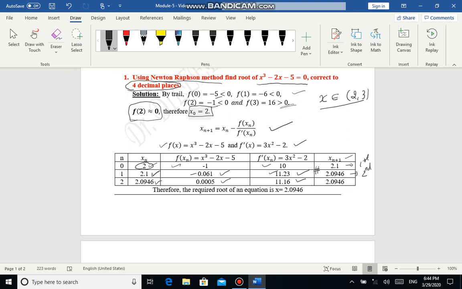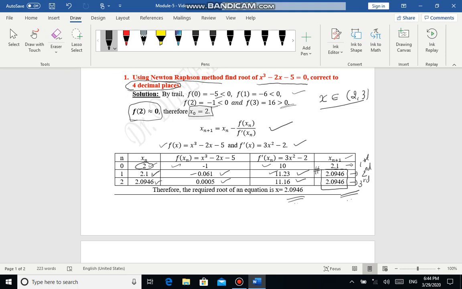Now using this, find out f of x and f dash of x. Means here replace x by 2.0946 to get this answer, and in the f dash of x, replace x by 2.0946 to get this. Now substitute x, f of x, f dash of x. I got the third iterative value of x as 2.0946. Now observe the second and the third iteration values are equal. So stop the procedure here. So this is the required answer for the given equation, correct to 4 decimal places.